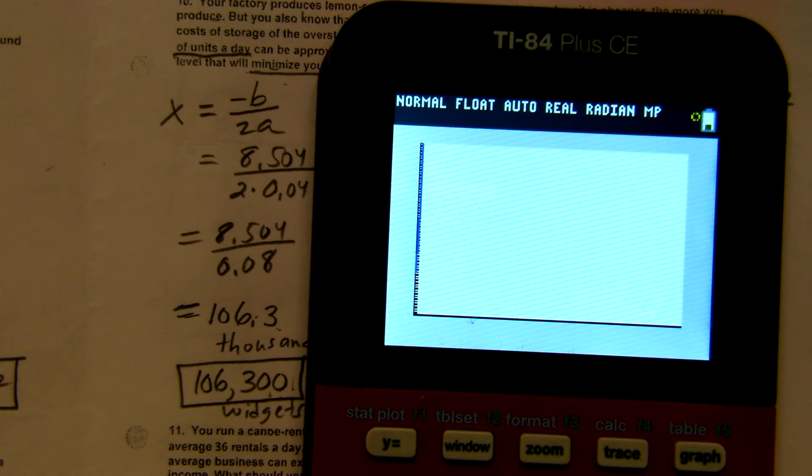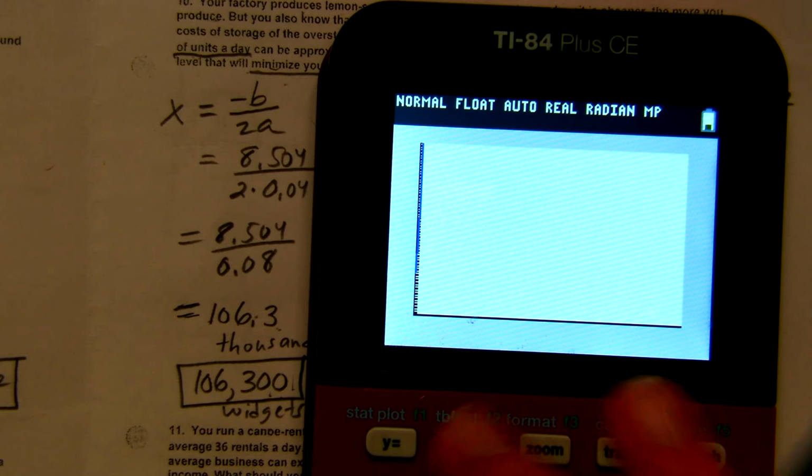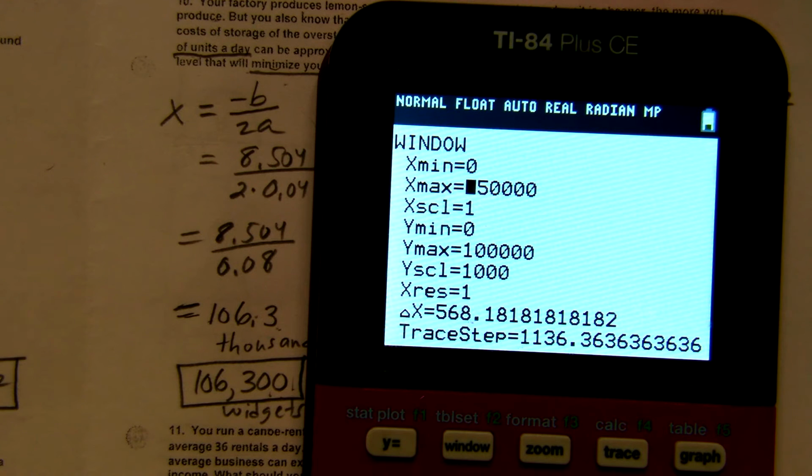Go over to the graph and hopefully, what did I do? You didn't put in a max. Oh, you know what I did was I forgot that we had these rounded off in thousands and I really just need to go past 100. So instead of 150,000, how about 150? I was thinking in thousands, sorry.